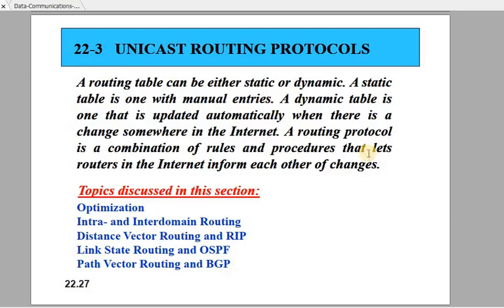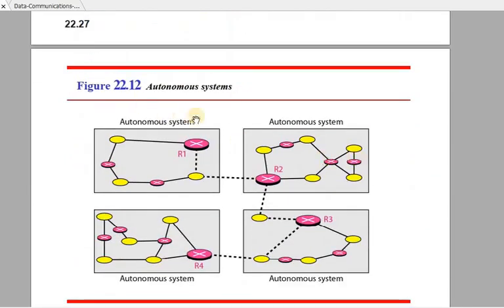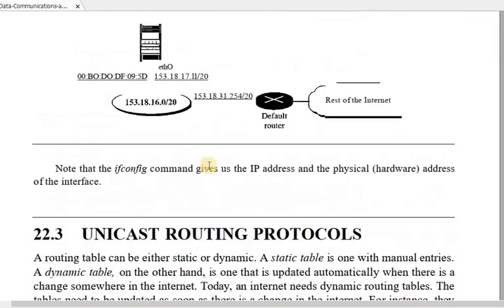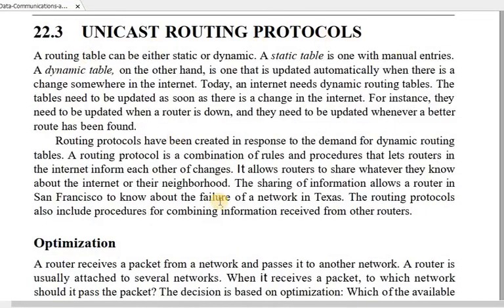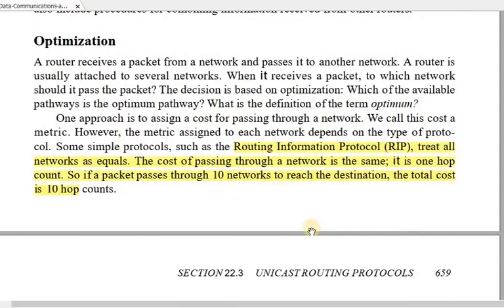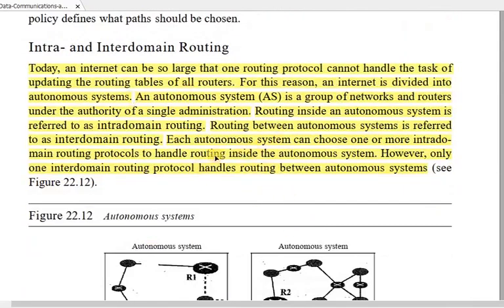So let's move forward. We have the concept of autonomous systems. Let us try to go deep inside this concept. We can go to the ebook and find out. Here we have the Unicast routing protocol, and we see the concept of autonomous systems mentioned. Today an internet can be so large that one routing protocol cannot handle the task of updating the routing tables of all the routers available in the network. For this reason, the internet is divided into autonomous systems.